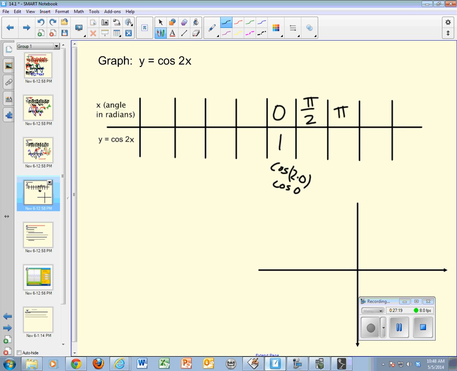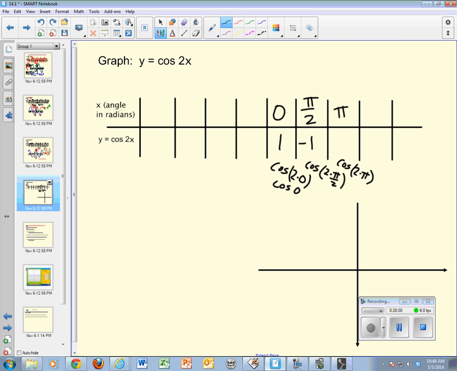Okay, so let's do the next one. We have the cosine of 2 times pi over 2. What's 2 times pi over 2? Pi, because it's 2 pi over 2, right, which simplifies to 1 pi. So find pi on your unit circle. The x-coordinate at pi is -1. Okay, let's do pi. So cosine of 2 times pi. 2 times pi is 2 pi, so find 2 pi. And the x-coordinate at 2 pi is 1.